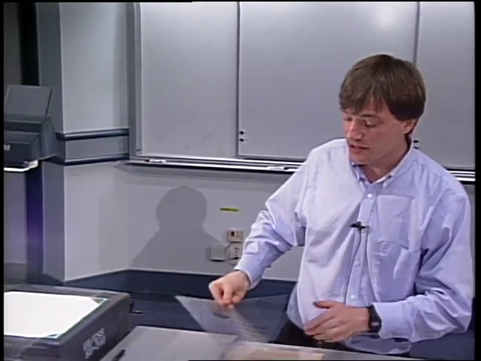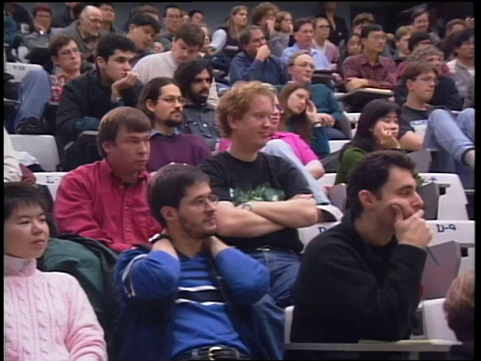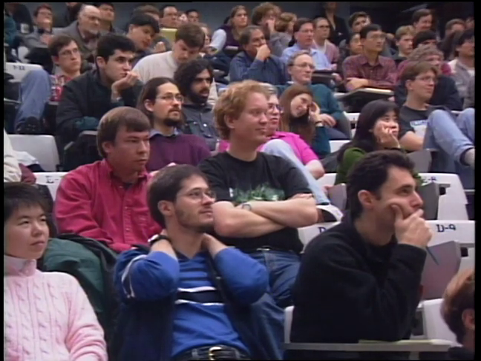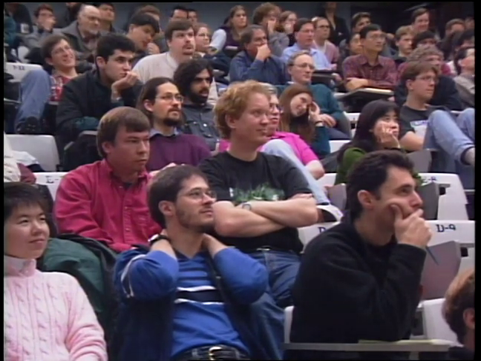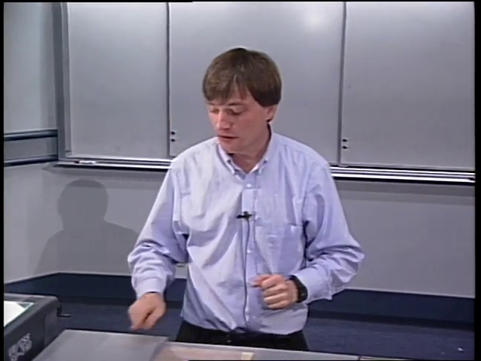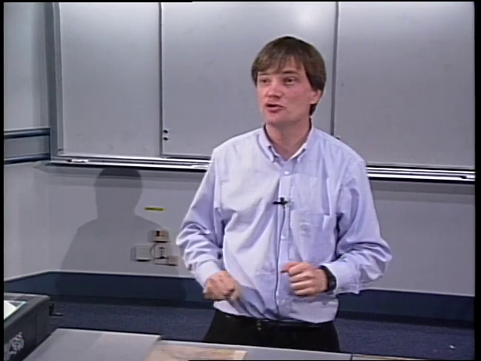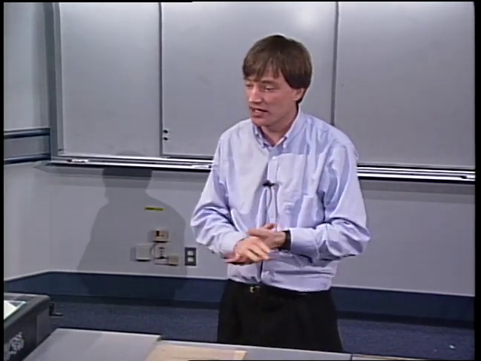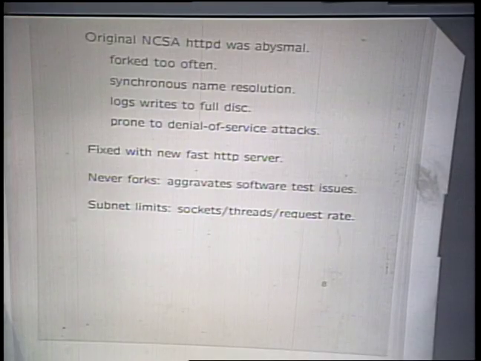A little bit about the HTTP server. We started off, remember this was 1995, with the NCSA HTTPD, which is abysmal. It called the fork system call to create a new address space for every single page that it generated. It did synchronous name resolution, not because of the incoming client IP address, not because it actually needed this information, but because it wanted to write it to a statistics log.